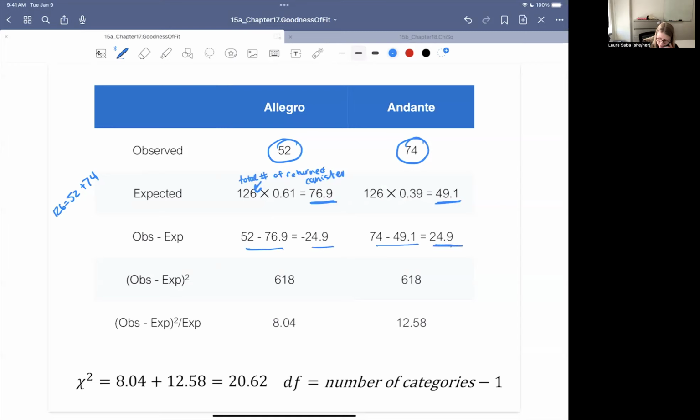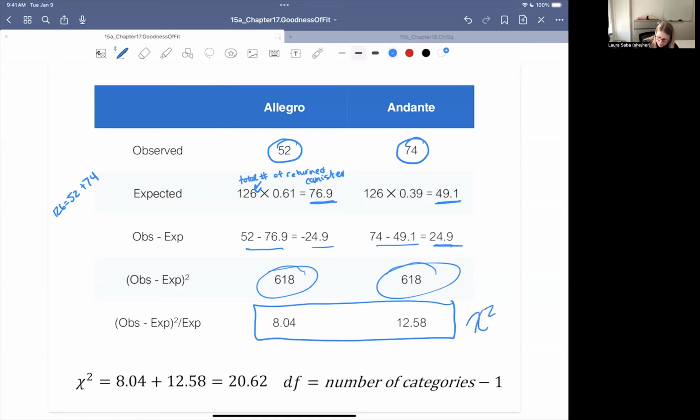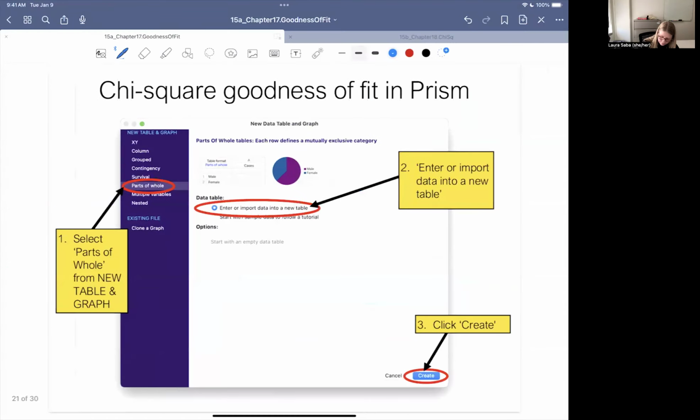We're going to square them, get rid of the sign, right? And then we calculate this kind of a proportion. So what it is, it's this difference squared divided by the expected, and we call this our chi-squared value. And that's what the tables in the back of any statistics book do, is convert that chi-squared value into a p-value. But luckily, we can get the computer to do it for us.